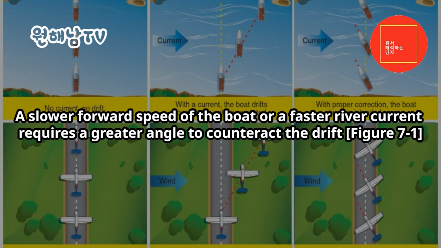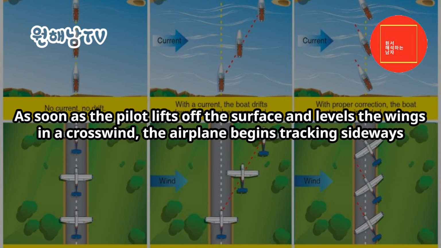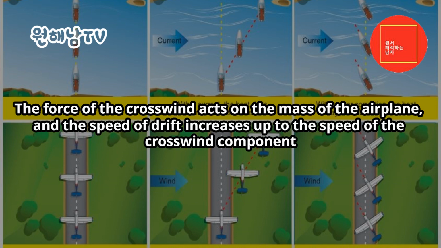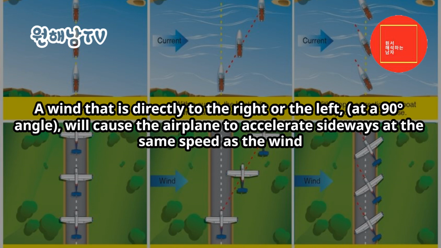Figure 7:1. As soon as the pilot lifts off the surface and levels the wings in a crosswind, the airplane begins tracking sideways. The force of the crosswind acts on the mass of the airplane, and the speed of drift increases up to the speed of the crosswind component. A wind that is directly to the right or the left, at a 90 degree angle, will cause the airplane to accelerate sideways at the same speed as the wind.